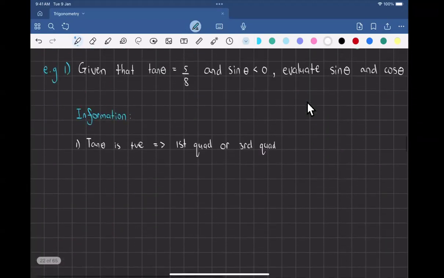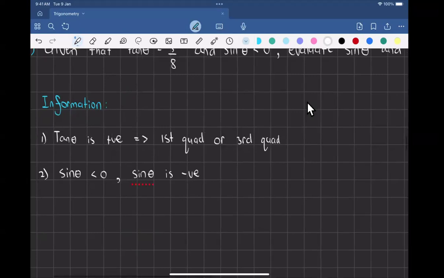All right, let me look at the second piece of information they give us. They are saying that sine theta is less than 0. What does less than 0 mean? Less than 0 is negative. So they're saying that sine theta is negative. Okay, where is sine theta negative? In which quadrants? The third or the fourth quadrant. Right. So that's how you go about choosing.